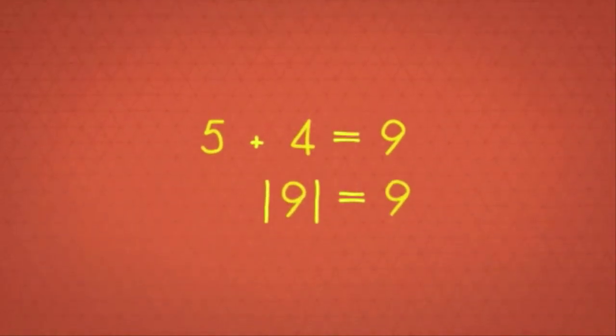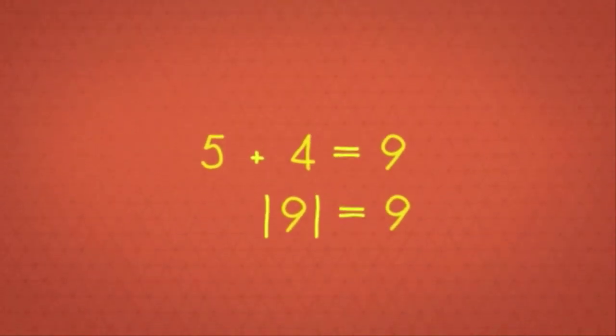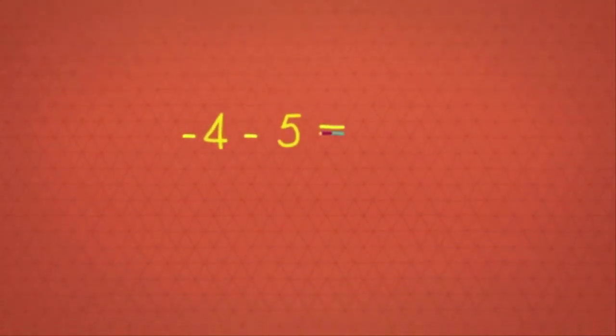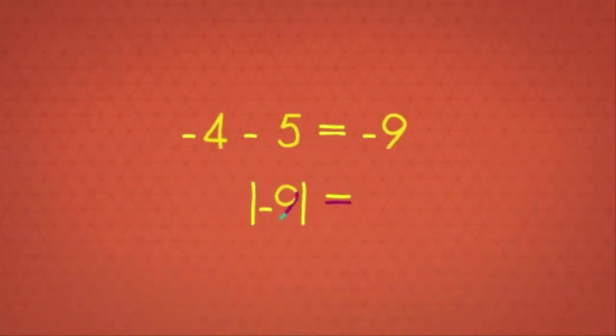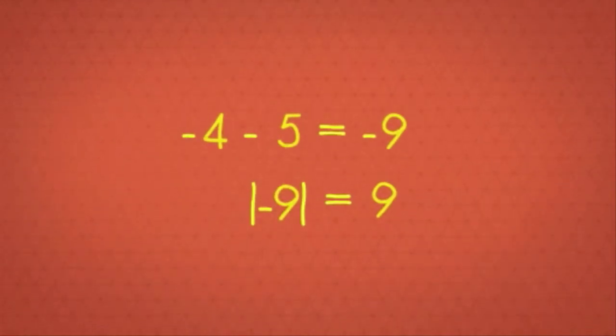What if we had done the opposite? If we had calculated the difference -4 minus 5, the answer is -9. The absolute value of -9 is 9 as well. It doesn't matter how we go about calculating the distance, we end up with the same result.